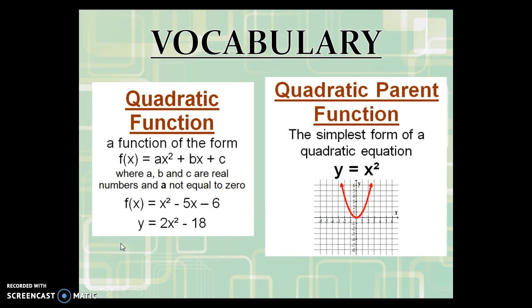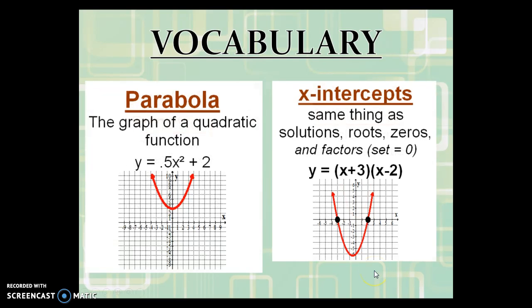Okay, so quadratic function. Remember, that's anything with the x squared that makes a quadratic function. The quadratic parent function looks like this. Okay, it's y equals x squared. Parabola, that's the shape of a quadratic function. Okay?